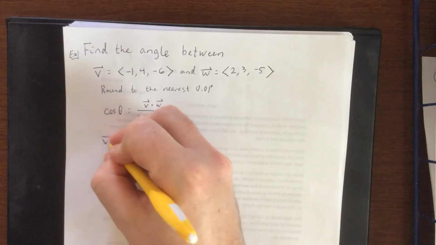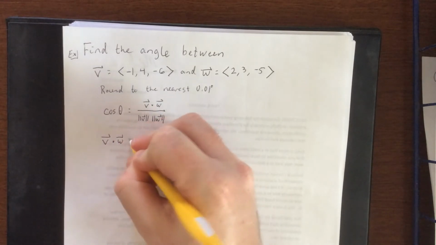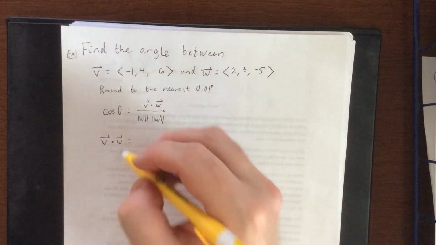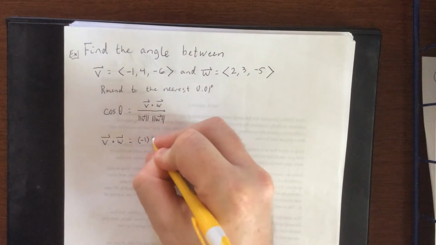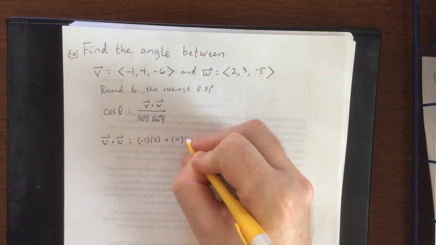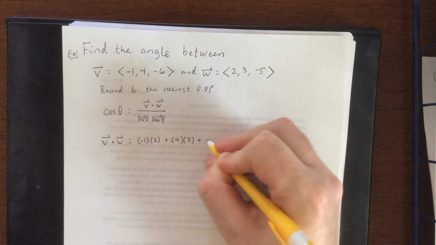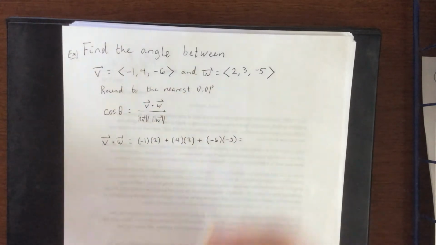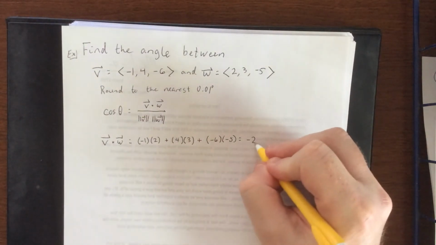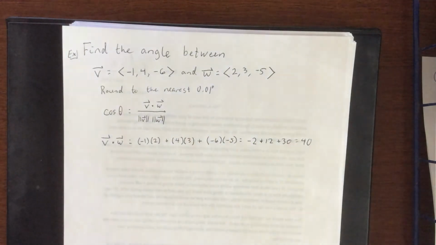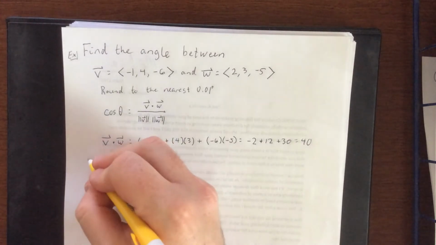So first and foremost, let's introduce that brand new thing that we have, the dot product of v and w. We will multiply the corresponding components together. We have -1 times 2 for the horizontal component. For the y component, we have 4 times 3, and for the last component we have -6 times -5. By my calculation that would be -2 plus 12 plus 30 for a final answer there of 40 for that dot product. Next, of course, we need to find the magnitudes of these two vectors.